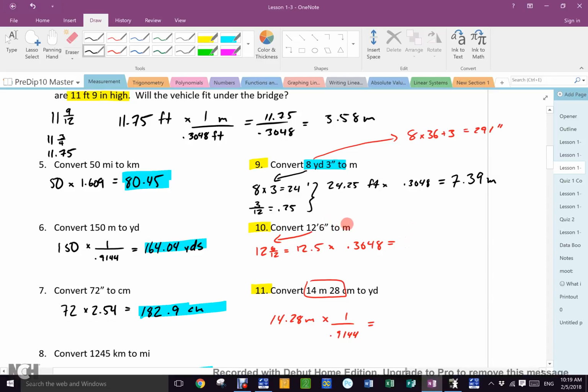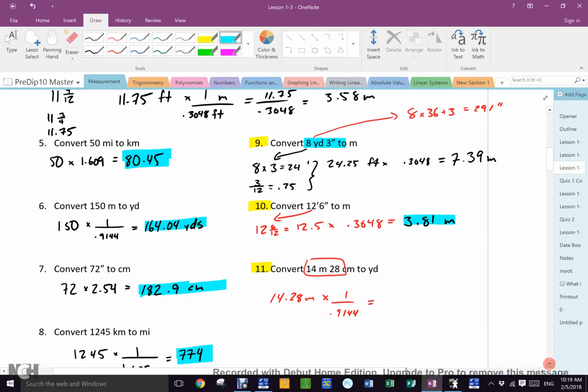We're on number 10, dude. Okay, 3 meters, 81 centimeters, 3.81. 3.81 meters. Corroboration? We're happy? Okay. And then this last one.